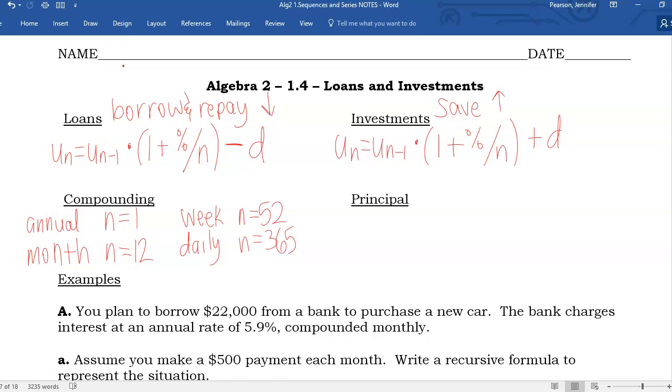Now, principal is just a fancy word for starting amount. We've already been doing this. We just never called it principal. Principal is just your starting balance. So usually that is going to be your U0.